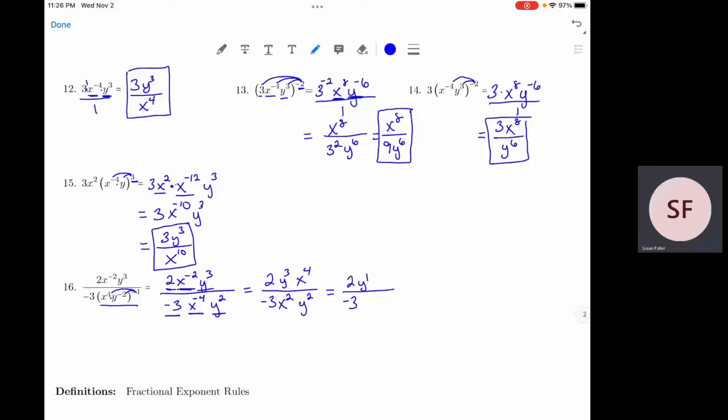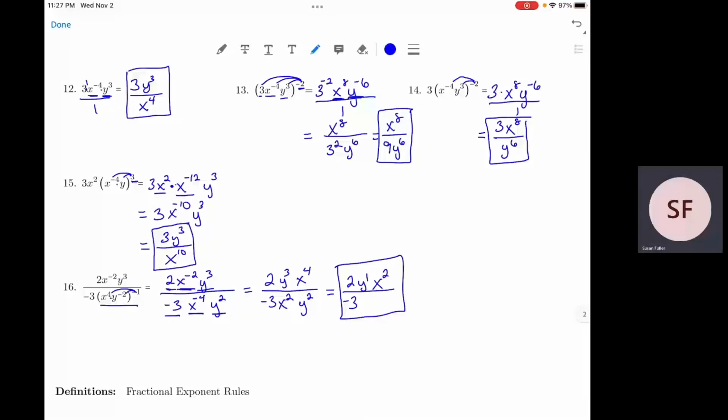Or you can think about it like canceling like we did. Y to the third means you've got y times y times y, 3 y's on top. And y squared on the bottom means you've got 2 y's on the bottom. 2 y's from the bottom will cancel 2 y's on top, and you'll have 1 y left on top. You can think about it either way. And then now the x's, I've got x's on top and bottom. I've got 4 x's on top, 2 x's on the bottom. So when we cancel or subtract those exponents, we are going to get x to the second power up here on the top. And I'm simplified.